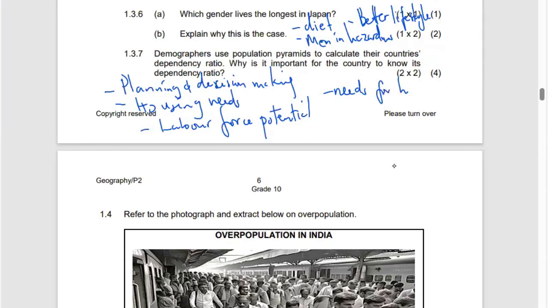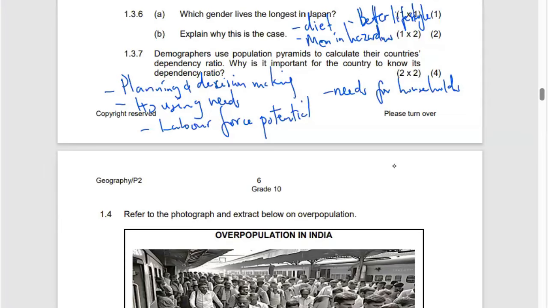For households. If we know our dependence ratio, we can do planning and also decision making. For example, if you are planning to assist the dependents, if we see that the ratio is too high, the working population is overburdened by the dependents, the government might need to plan and come out with a strategy of assisting those people who are dependent, so that the working population is also assisted in a way.